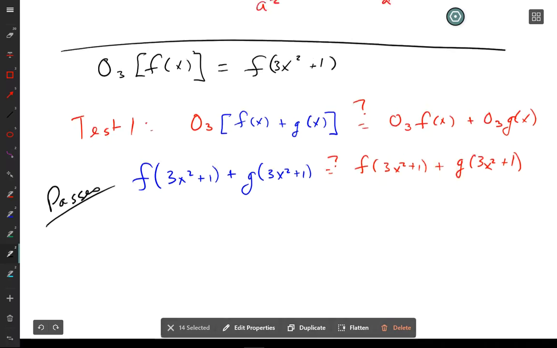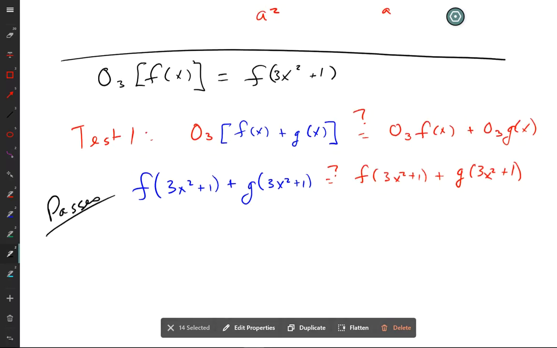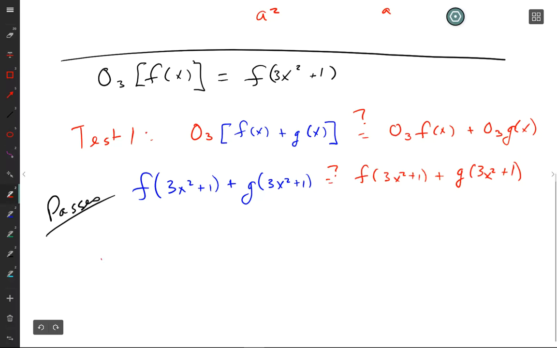Now that's test 1. You have to run test 2 if it passes, because it's only failures that tell you anything definitive. So test 2, O3 on A f of x equals question mark A times O3 on f of x. And it doesn't affect the A.